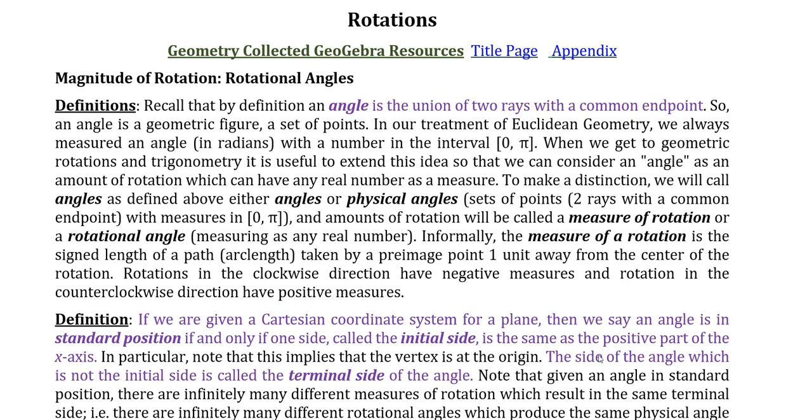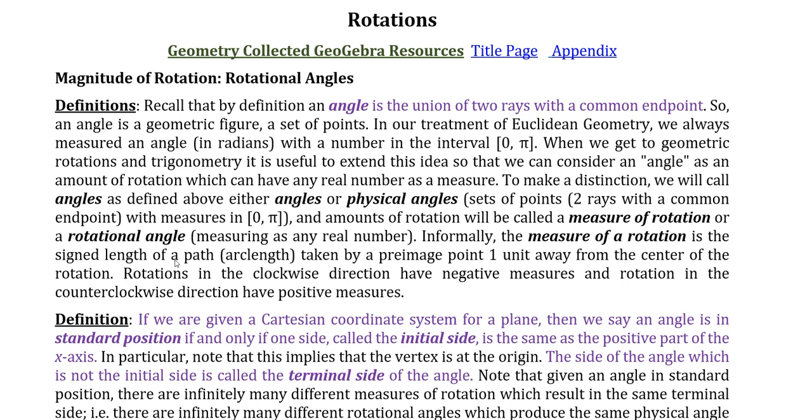So recall what we've been doing in this geometry class. We defined an angle as the union of two rays with a common endpoint. Okay, so an angle is a geometric figure, a set of points. In our treatment of Euclidean geometry, we always measure the angle in radians, or occasionally in degrees, with a number in the interval from 0 to pi, or in degrees from 0 to 180 degrees.